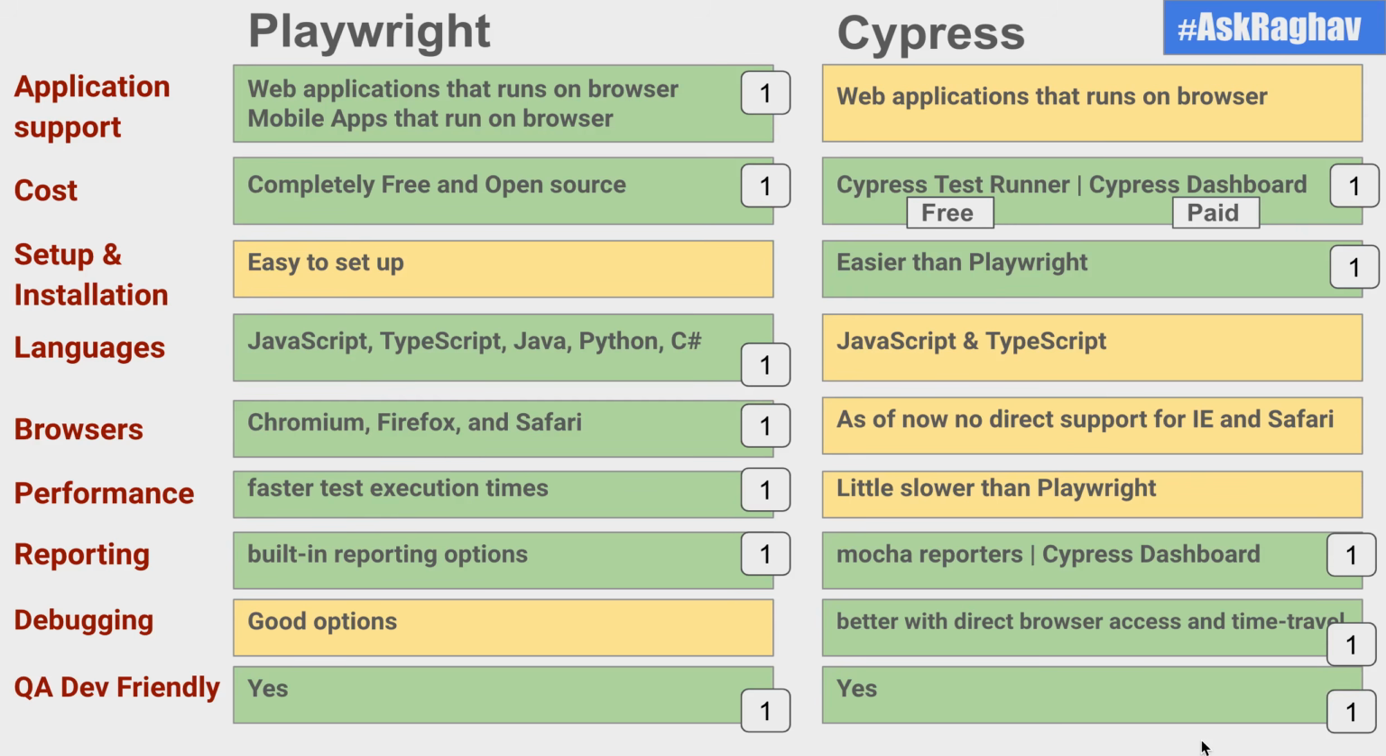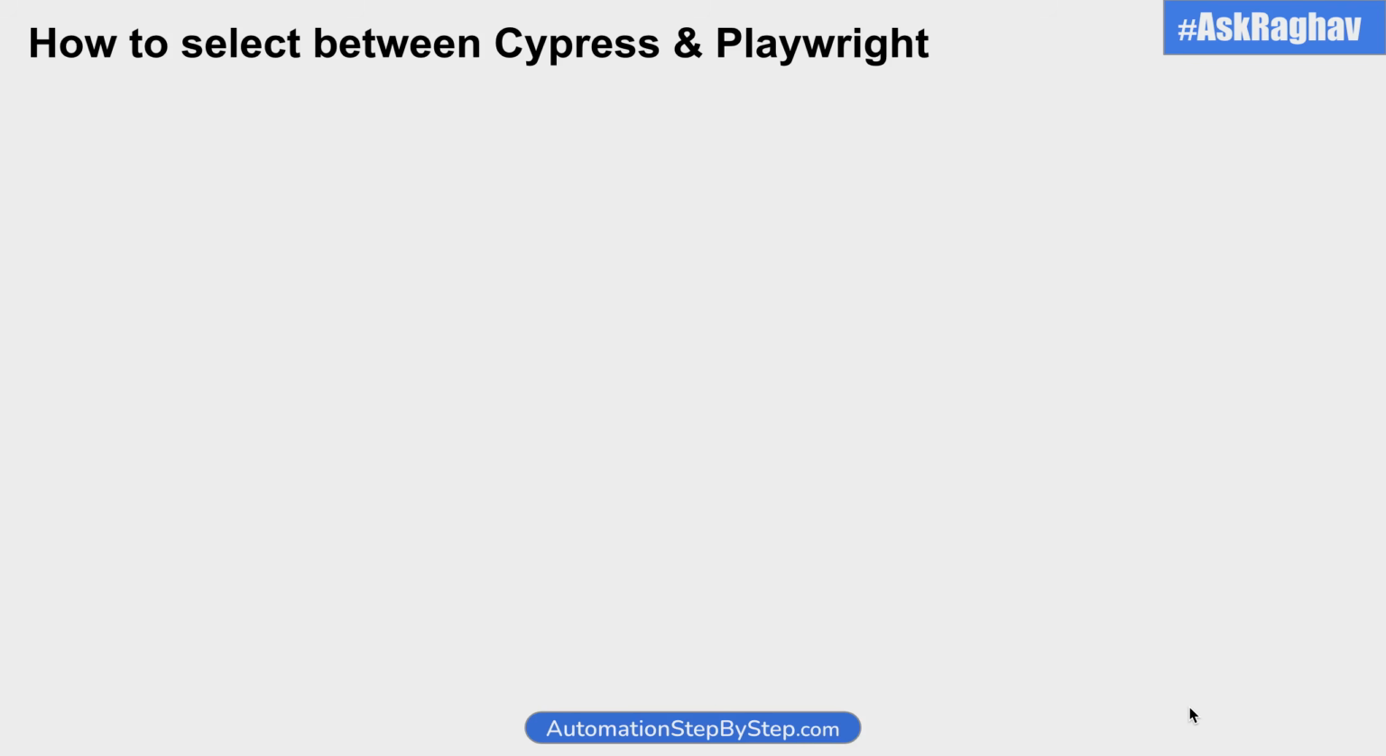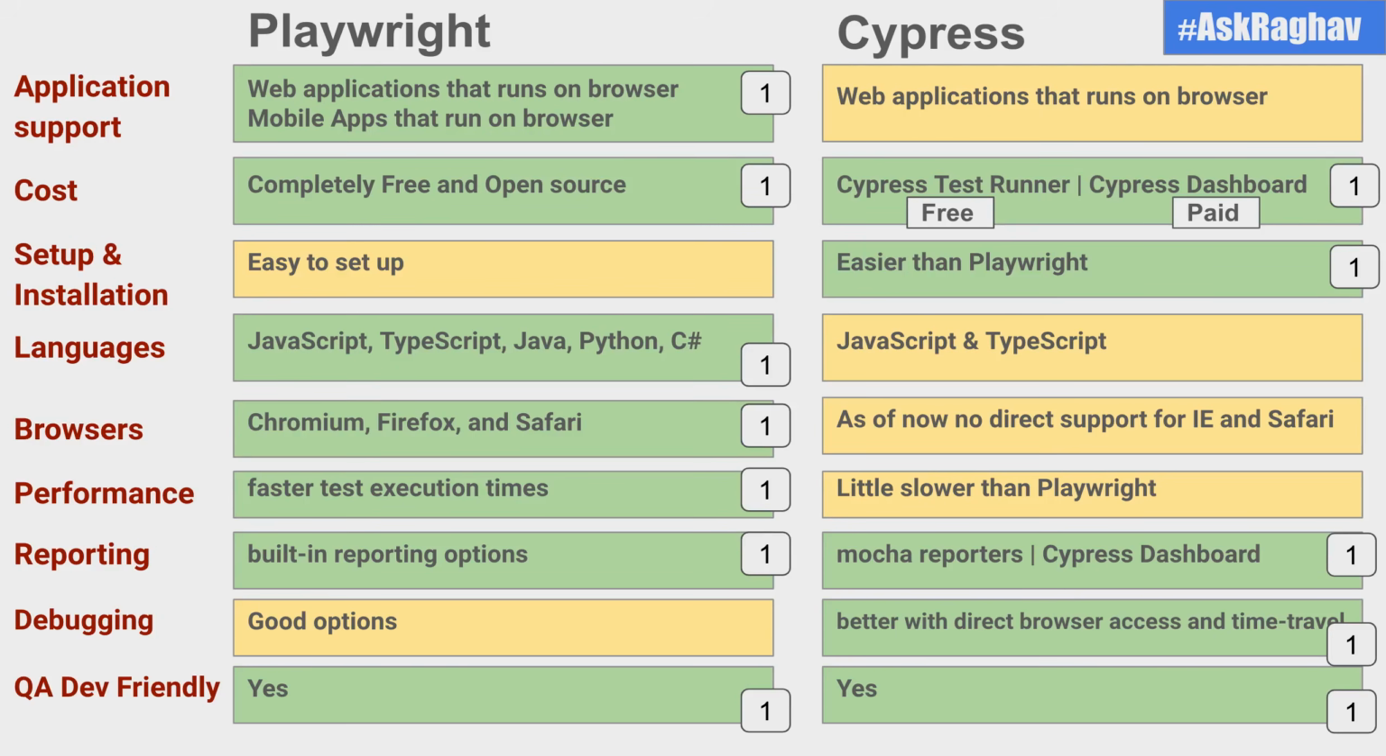Now coming to how you can select which is better for you, Cypress or Playwright. Now before going to the details, until now you have already seen the detailed comparison here on the screen, and by now it will be very easy for you to take a decision. For example, let's say you want to create your project in Java or Python, then definitely your natural choice is going to be Playwright because Cypress does not have support for those languages.